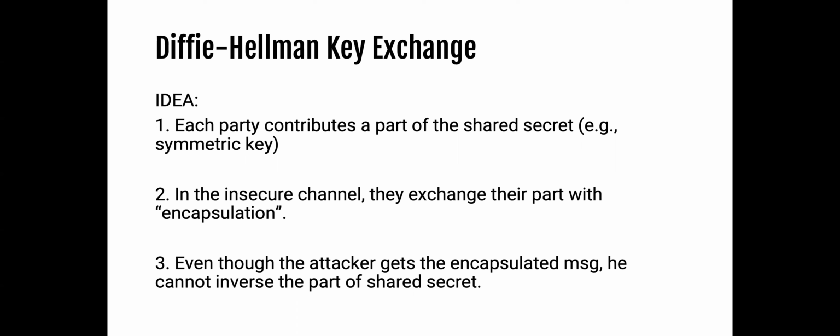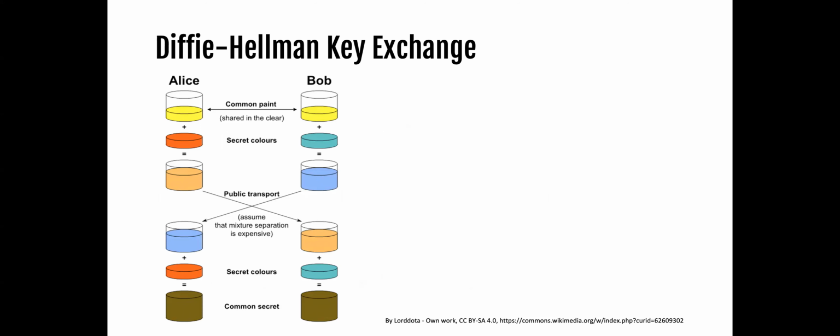Even though the attacker gets the encapsulated message, he will not be able to invert this part back, so he will not be able to get the shared secret. Okay, so this is the high-level idea, and now let's go to a concrete example. You don't have to understand what these colors mean, like yellow, green, red, etc. But when I show you this example, you will understand what this picture is really talking about.